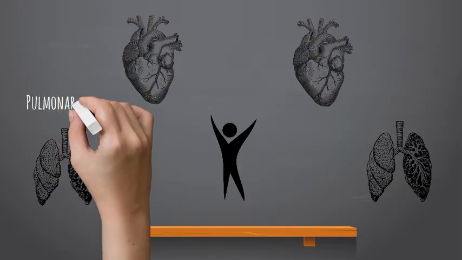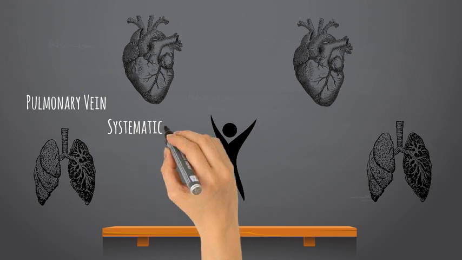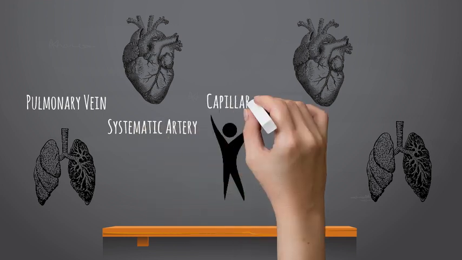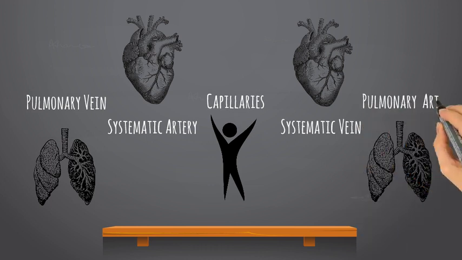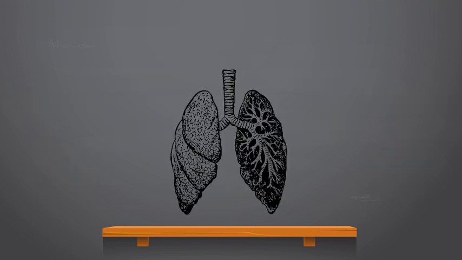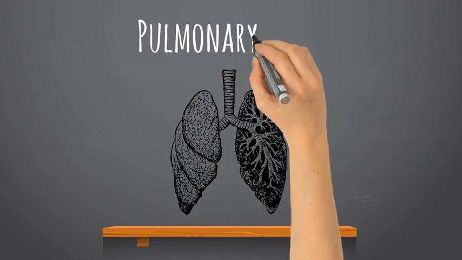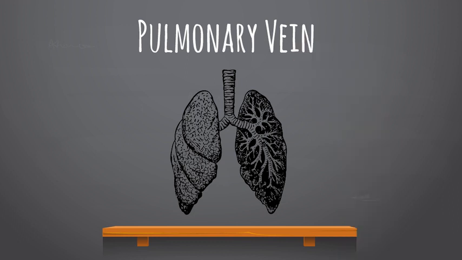So, let's take a journey with a blood cell, starting within the capillaries of the lungs. When we breathe in, the blood cells within the lungs have oxygen molecules attached to them that need to be distributed to different parts of the body. This process occurs in the capillaries surrounding the lungs. The blood then flows to the heart through the pulmonary vein.